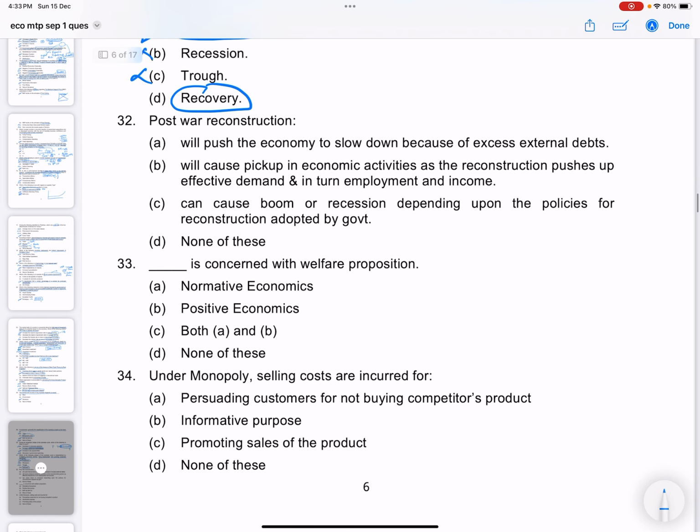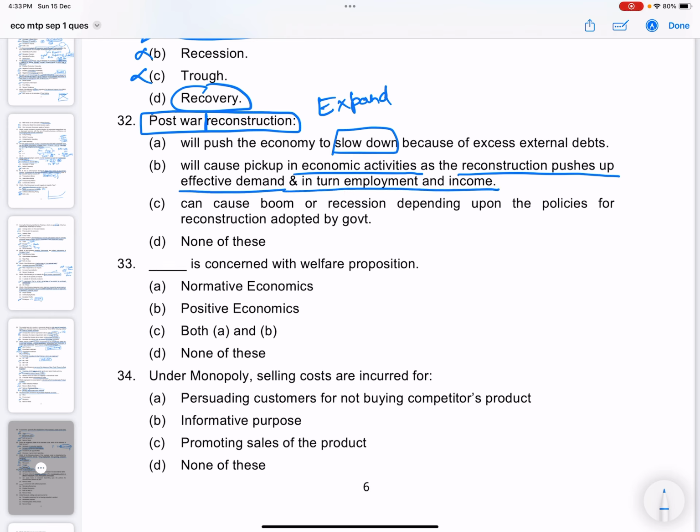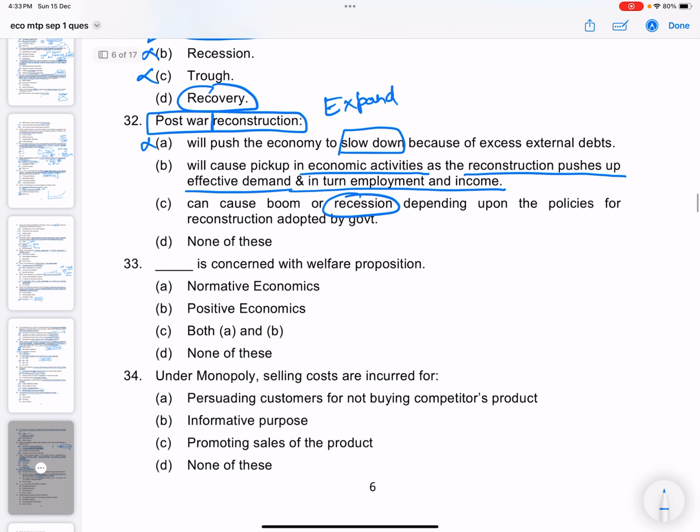Now talking about post-war reconstruction, it will push the economy to slow down. Why would it push it? Because if we are focusing on the reconstruction, we want the economy to expand. तो आगे पढ़ने की need भी नहीं. Will cause pickup in economic activities. Okay, makes sense. As the reconstruction pushes up the effective demand and in turn employment and income. Okay, this makes sense. Can cause boom or recession. It cannot cause recession. So the answer is B.